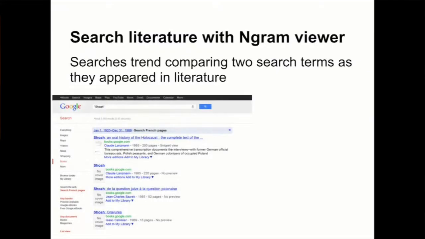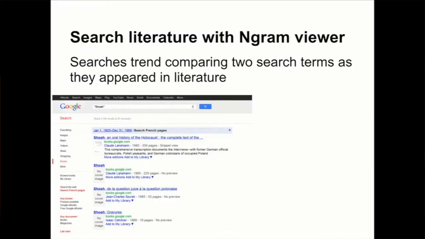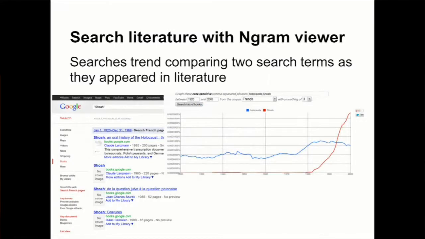Oh, wow. Search literature with Ngram Viewer. This is really interesting. This compares two terms over time. So this is probably something you're going to see more in high school and probably even in the more advanced classes in high school, like literature and history and so on. And what it does, in my case, I compared the two French words for Holocaust. One is Holocauste, which sounds a lot like Holocaust, and the other is the Hebrew word Shoah. And in recent times, Shoah has absolutely taken off in usage, and Holocauste has almost gone away.